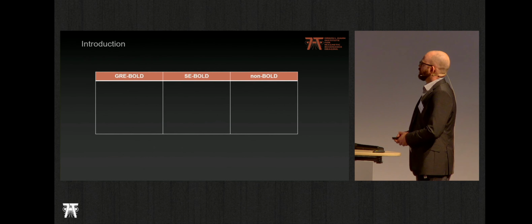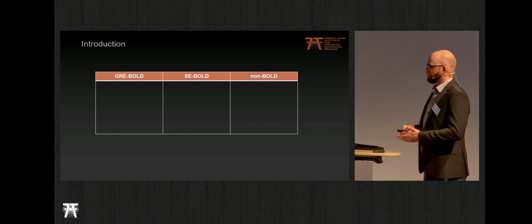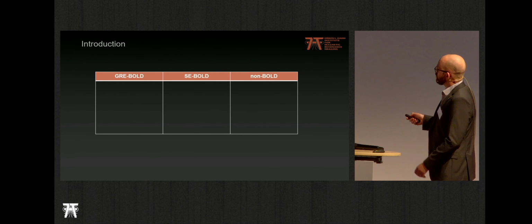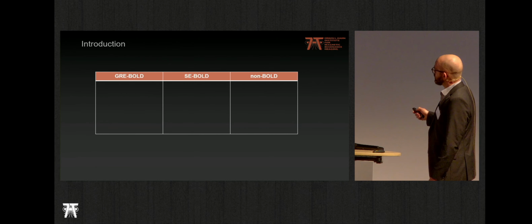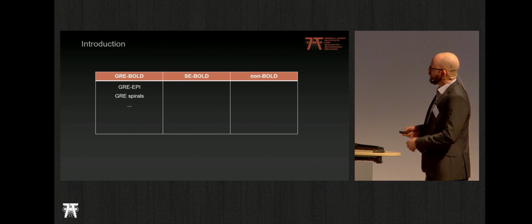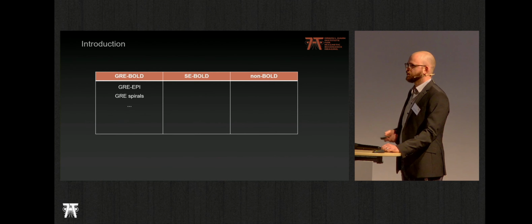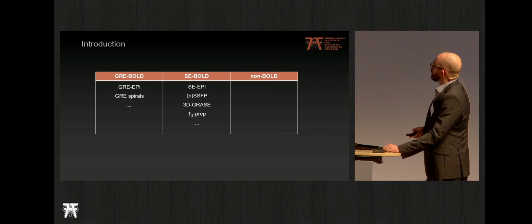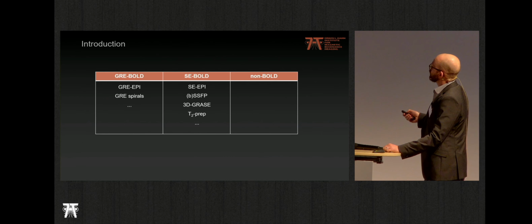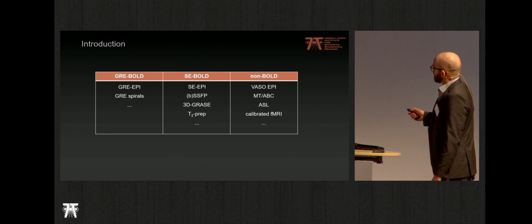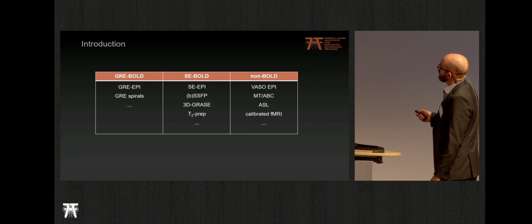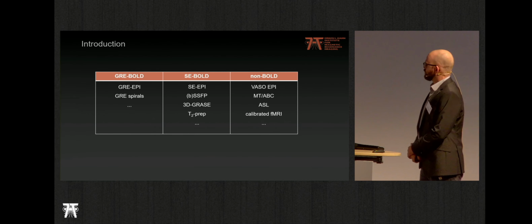Now, you can broadly classify fMRI methods into gradient echo BOLD, spin echo BOLD, and non-BOLD techniques, where the workhorse sequence is really gradient echo EPI because it has this unrivaled temporal efficiency. For spin echo BOLD, there are several types like spin echo EPI, balanced steady-state free precession, 3D GRASE (gradient and spin echo), and T2 preparation. In non-BOLD, there's VASO EPI, magnetization transfer or arterial blood contrast, arterial spin labeling, and calibrated fMRI.